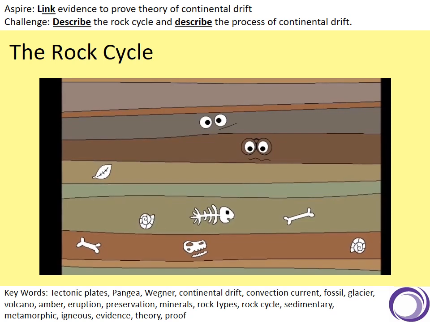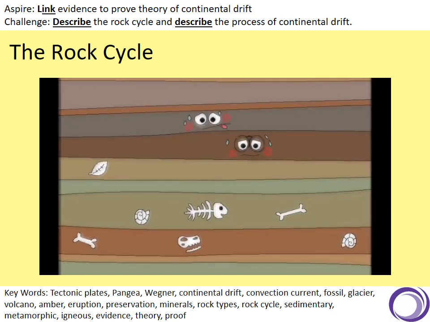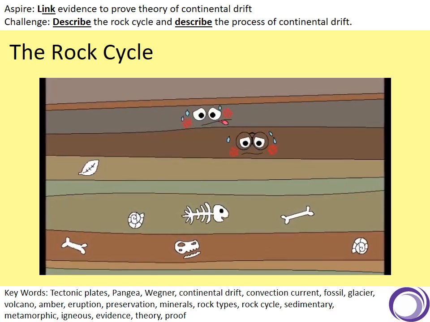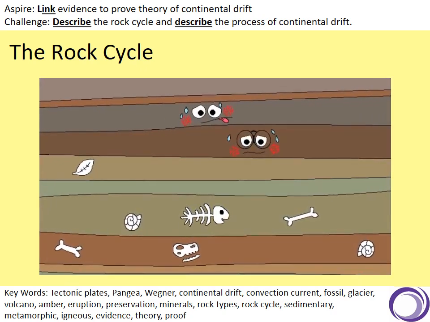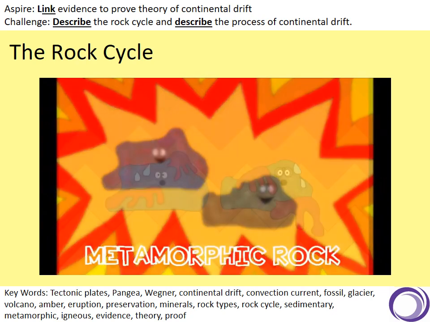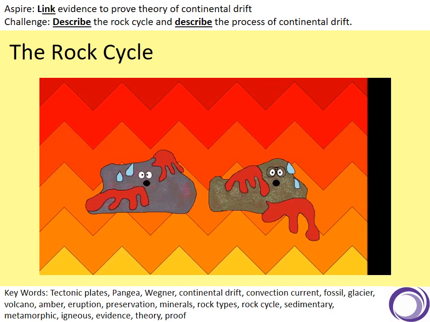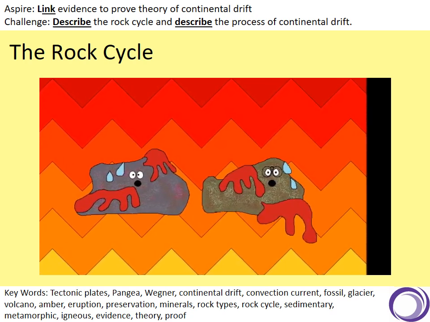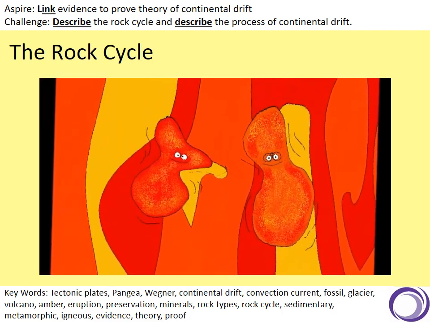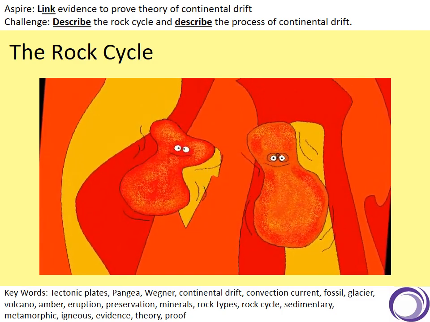The layers continued to build, pushing the brothers deeper and deeper under the earth. It was very hot, and there was a lot of weight on top of the brothers. This heat and pressure caused the brothers to change into metamorphic rock. The temperature kept rising, and the brothers got so hot that they melted. This hot liquid rock is called magma, and it is able to move around. The brothers enjoyed their time as magma, floating around inside the earth.